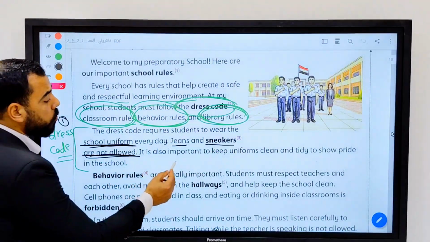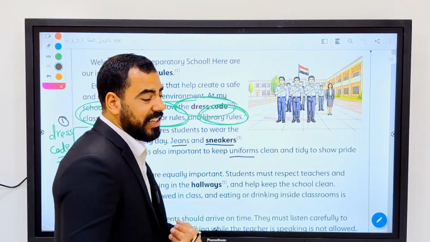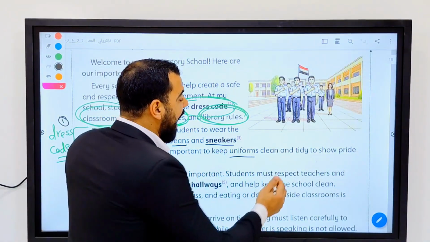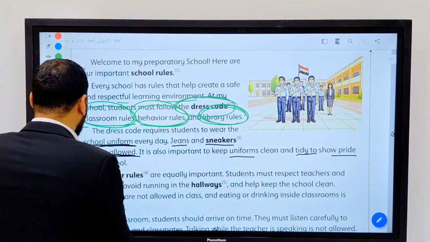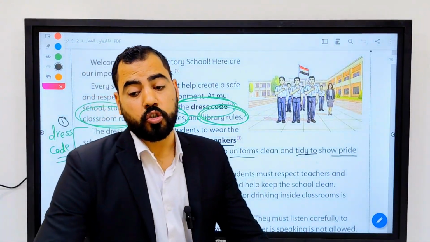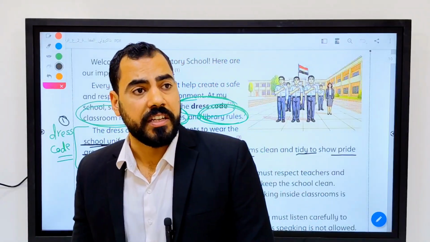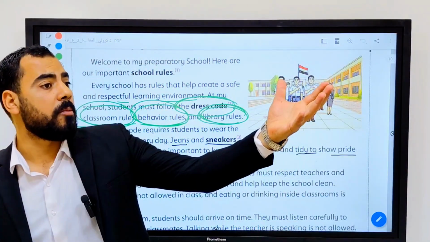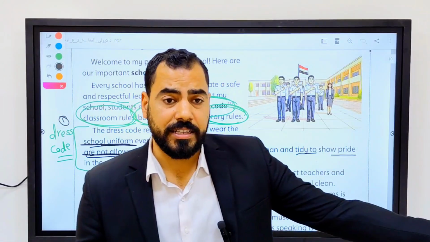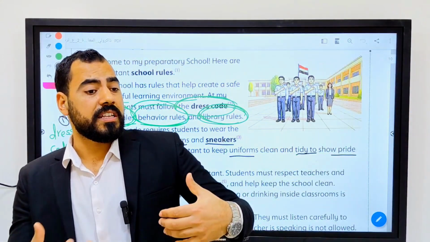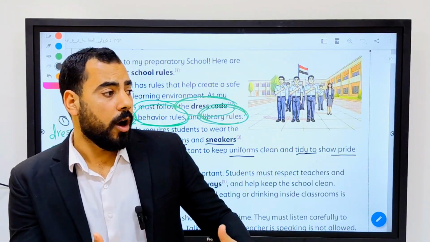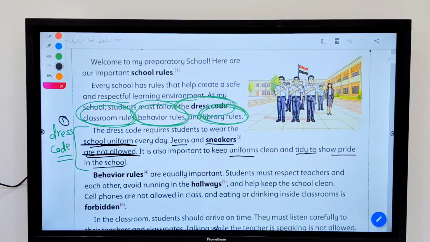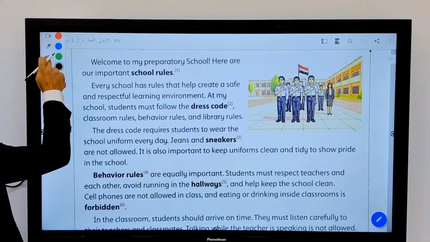It's also important to keep your uniform clean. So your uniform must be clean every day, and tidy, to show pride in the school, to be proud, to be confident about yourself at your school. And when people from other schools or from any other place see your school or the logo of your school, you feel proud about yourself. Yes, this was part number one.